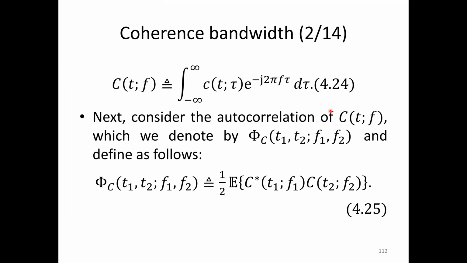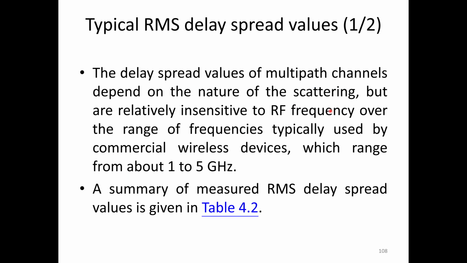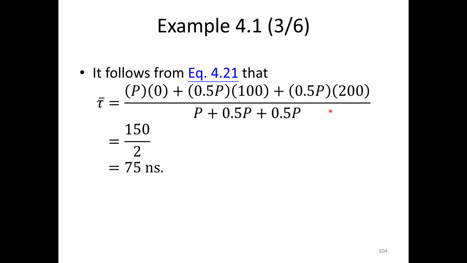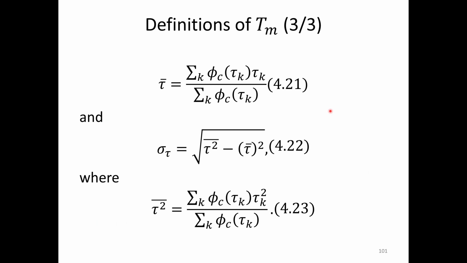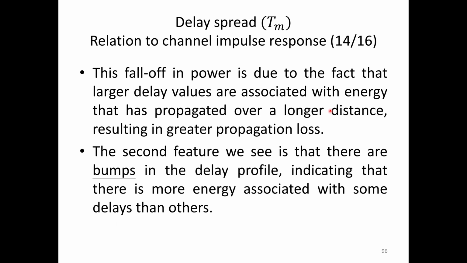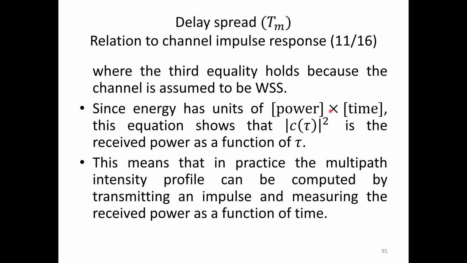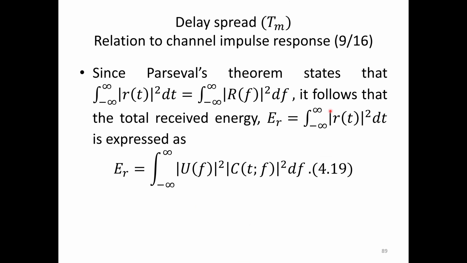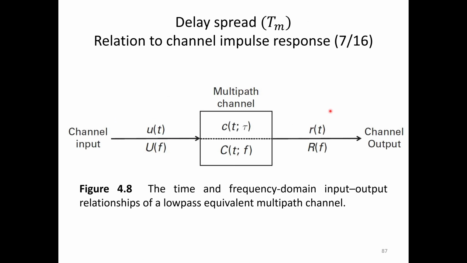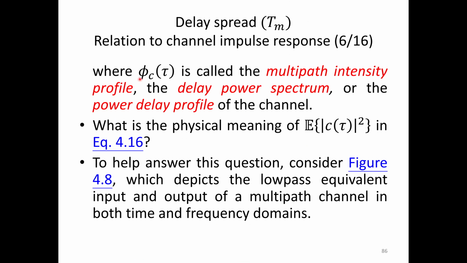So what is small phi c? Let us go back to previous slides. Small phi c of tau is called the multipath intensity profile, the delay power spectrum, or the power delay profile.